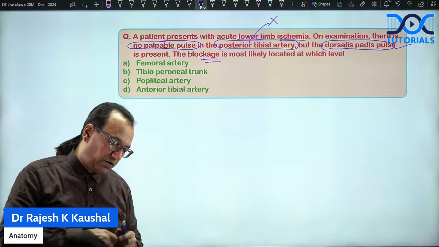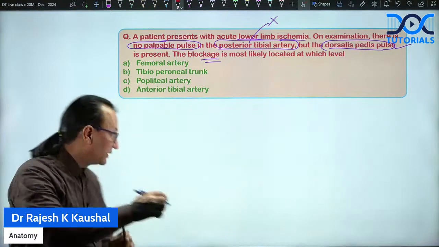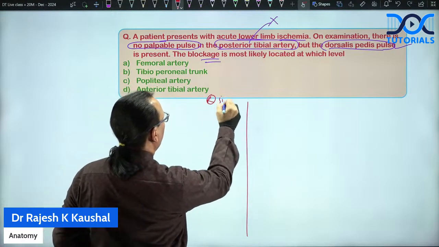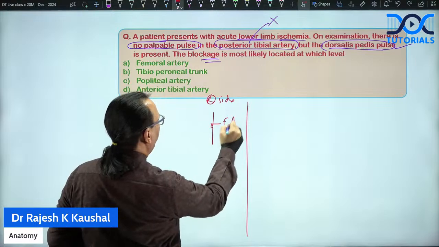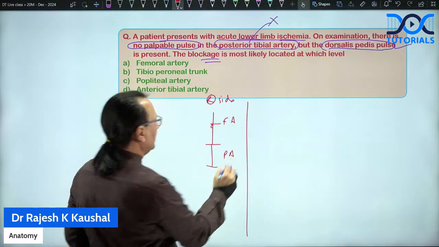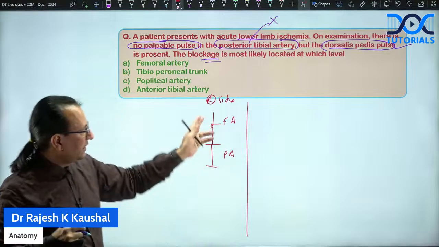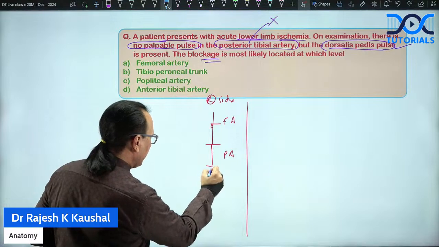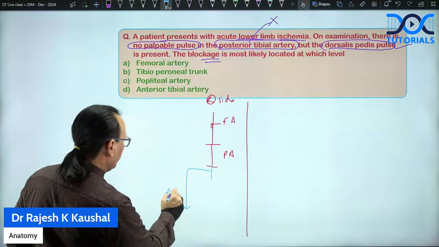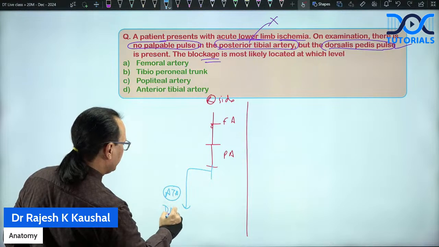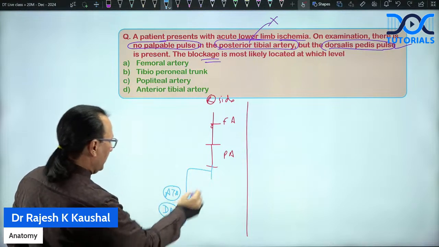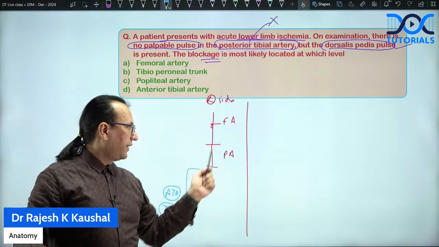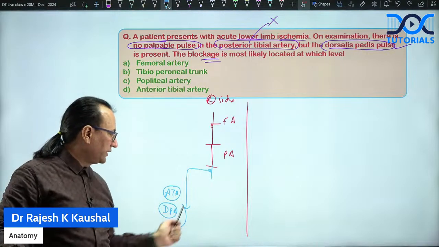So for that, you can draw the arteries. Say this is the midline of the body, and you're looking at the right side. So this is the femoral artery. Femoral artery continues as popliteal artery. So looking from the front view, this is the right side femoral artery becoming popliteal artery, and the popliteal artery then gives us the anterior tibial artery, which later becomes the dorsalis pedis artery on the foot.